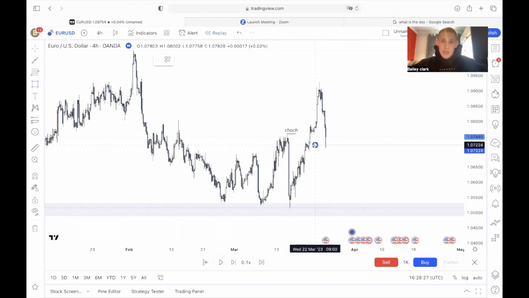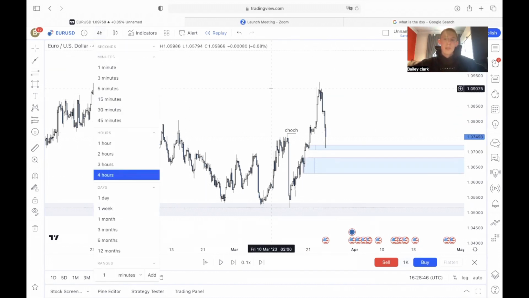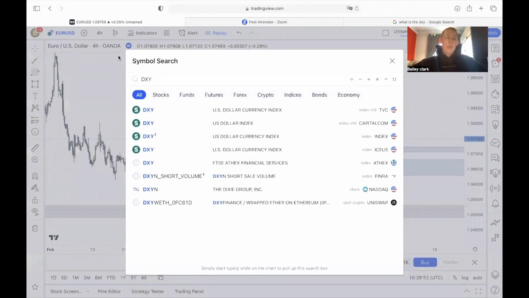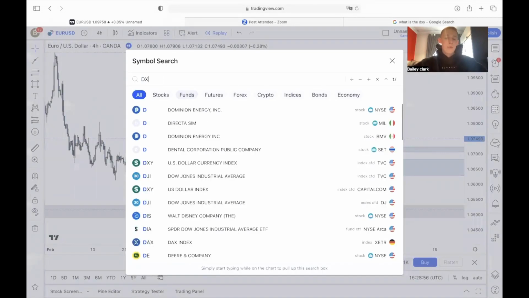Obviously we have this area of imbalanced demand here, and the only other area I see is this one immediately below. But personally, I'd see this one holding as being the most likely scenario here, just based on the momentum of the price. So once we have marked up our areas, what we want to do then is go to the DXY and have a look at what the DXY is doing as well. So this was the 24th of March.